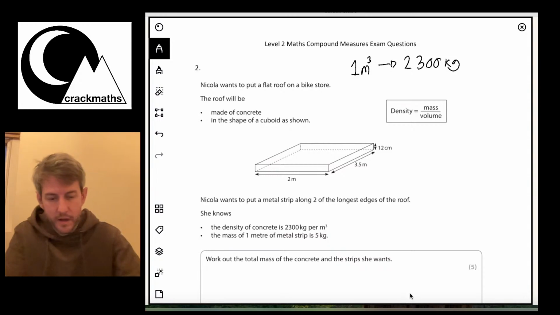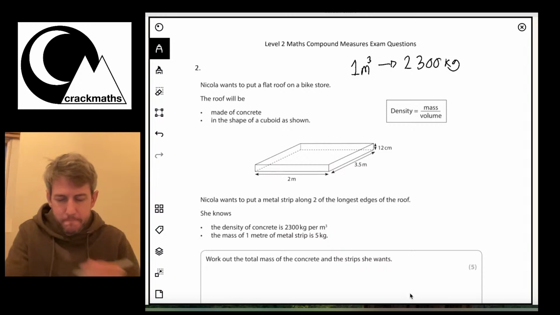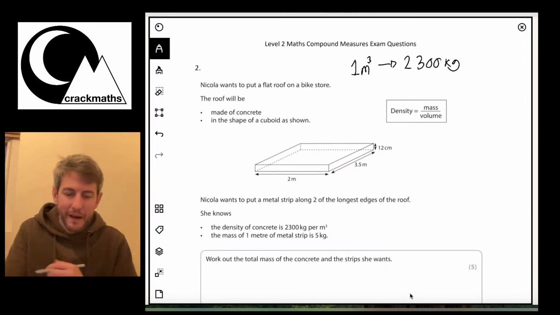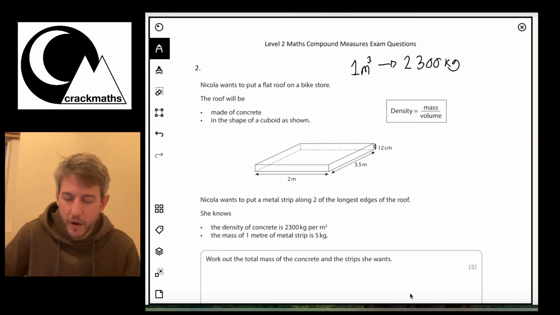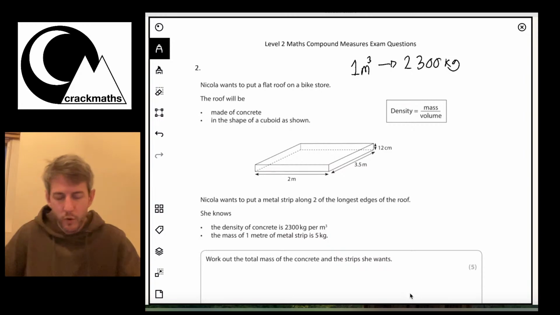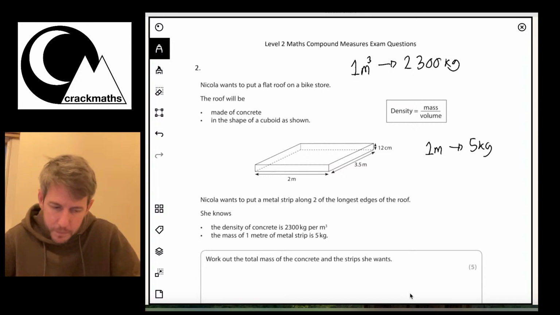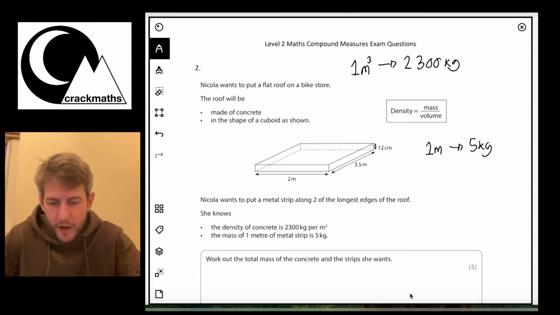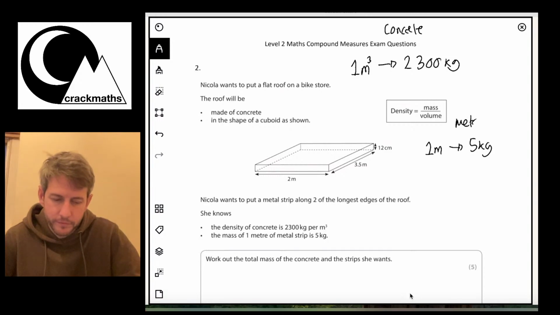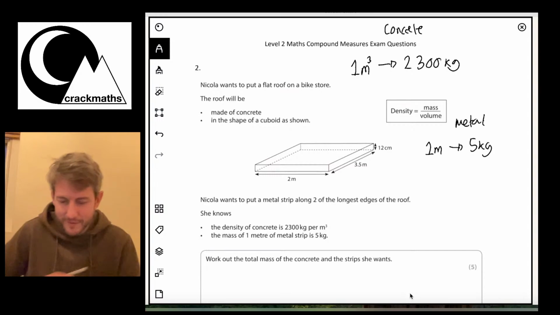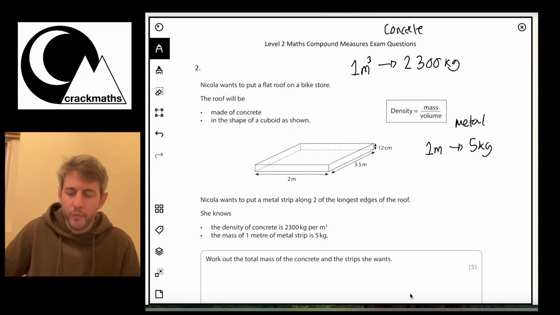Well, we'll think about that one a bit differently, but we'll remember that as well. So 1 meter of metal strip is 5 kg. Okay, I'll just make a note, concrete here and metal. So work out the total mass of the concrete and the strips she wants.